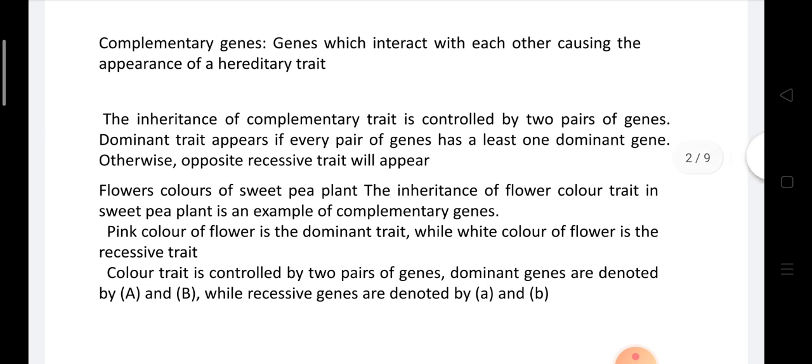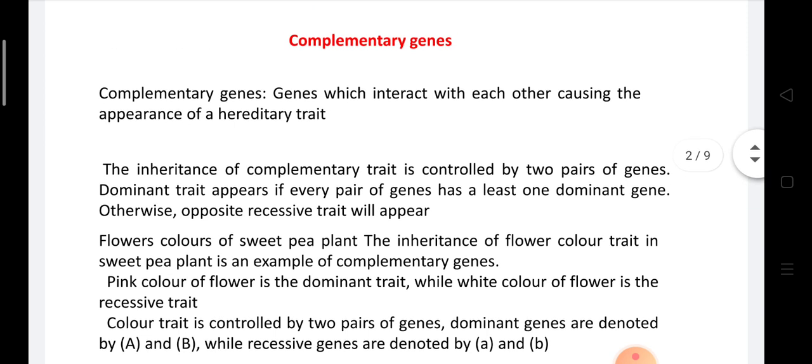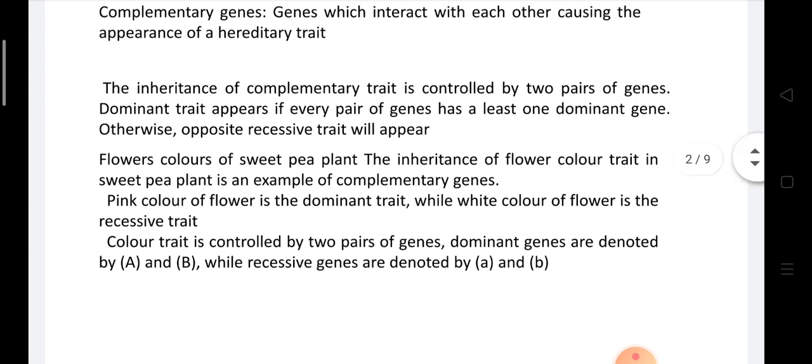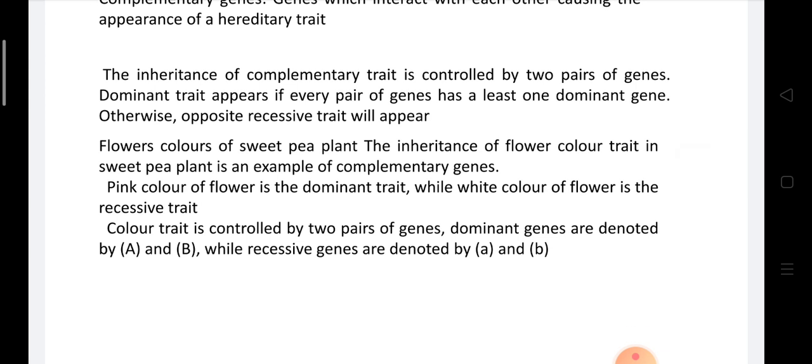These complementary genes are controlled by two genes like Mendel's law, but in this case we will study the flower color of a sweet pea plant. Flower color of sweet pea plant is a trait controlled by two pairs of genes. These genes are called complementary.